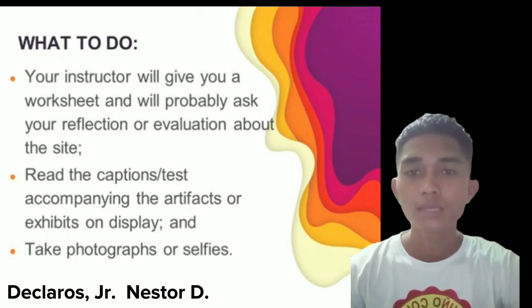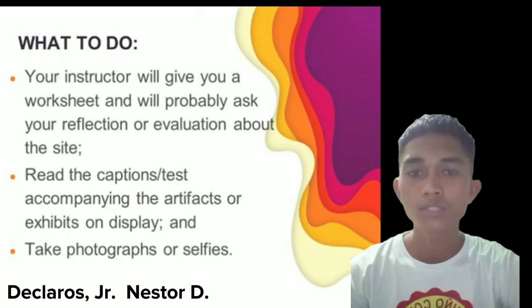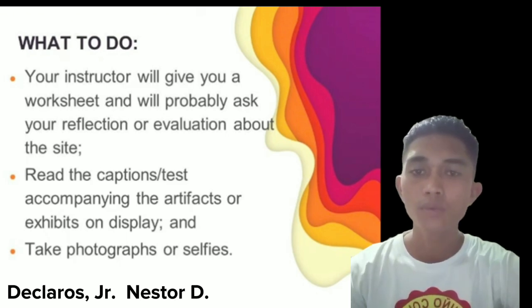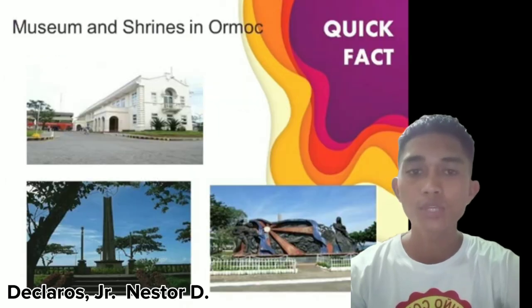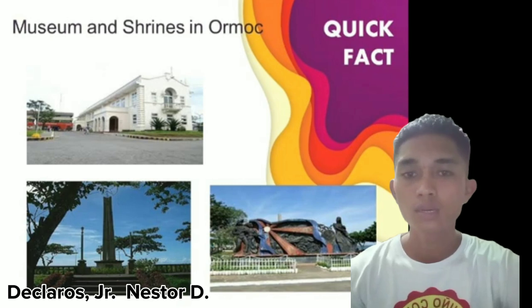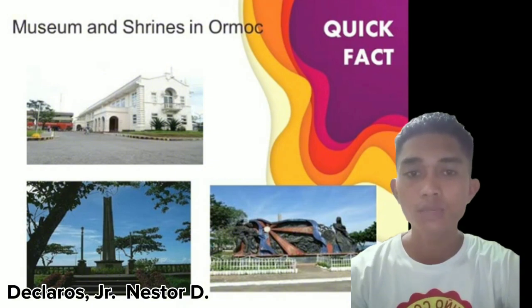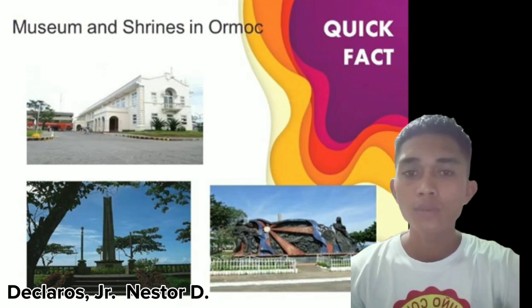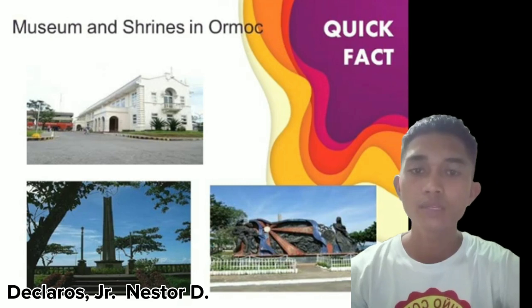Your instructor will give a worksheet and will probably ask for your reflection or evaluation about the site. Read the captions, the text accompanying the artifacts or exhibits on display, and lastly, take photographs or reflect. Shrines and museums are more interactive nowadays, which lets you watch videos and enjoy the experience. With this, you may try to check out the Ormoc City Museum, which displays various art pieces from local artists and artifacts and several narratives that shape the city's history. You may also visit other historical shrines in the city, such as the Veterans and the Centennial Park and many more.